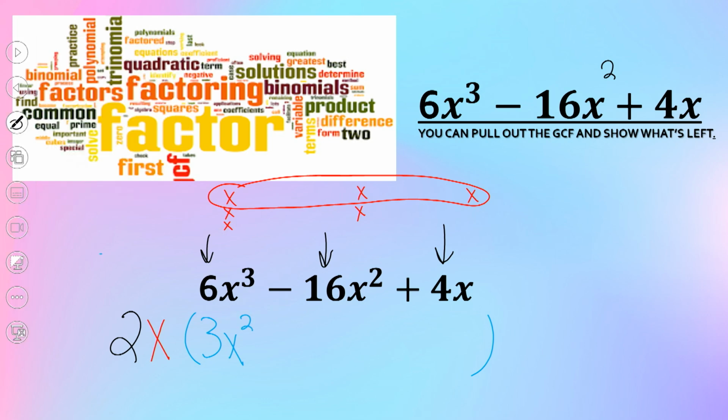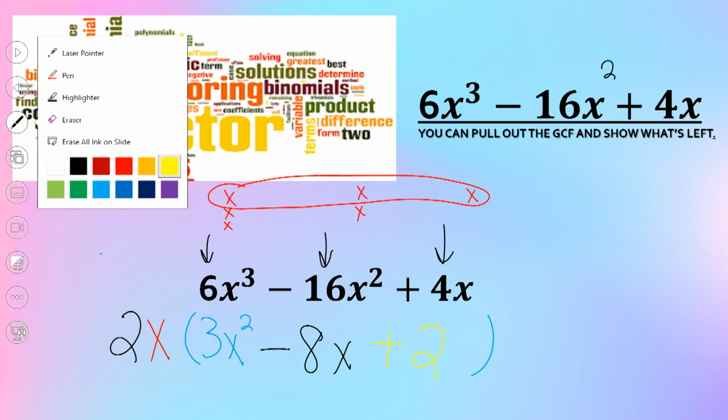I have 2 divided into 16. The negative 16 is going to be an 8. X squared minus an x is going to be 1x. And then my last term, I'm going to have 2 divides into 4 2 times, and I take off those x's, and I am left just with the 2.